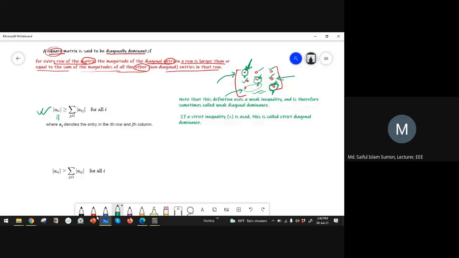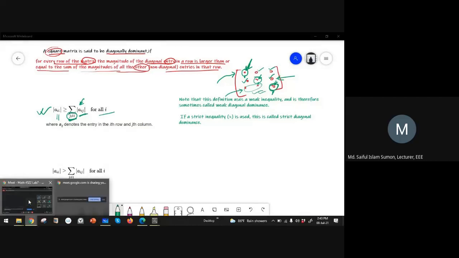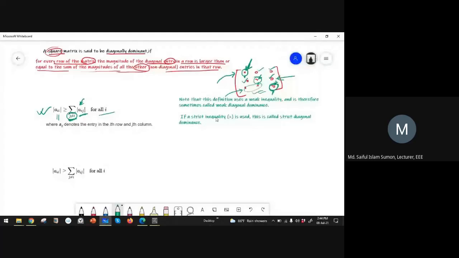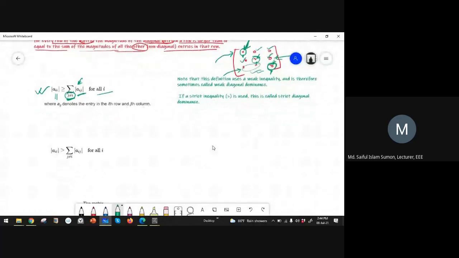So it will be greater or equal to all other non-diagonal elements, and this condition is taken over j not equal to i, because if j is equal to i, then that will be a diagonal element. Okay, so you know these things very well. Now, if only this condition is fulfilled, then we call it weakly diagonally dominant.